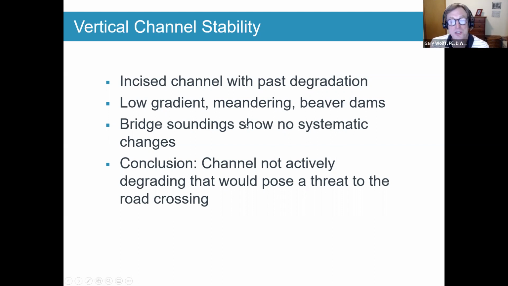So our conclusion is that while there's been some degradation in the past, currently this channel doesn't appear to be cutting down vertically. So we don't feel that's going to be a threat to the road crossing over the proposed design life of this bridge. And that's going to come into play. I'll show you guys that when we get to the scour calculations. That'll be one of the components of the scour that we're going to quantify.